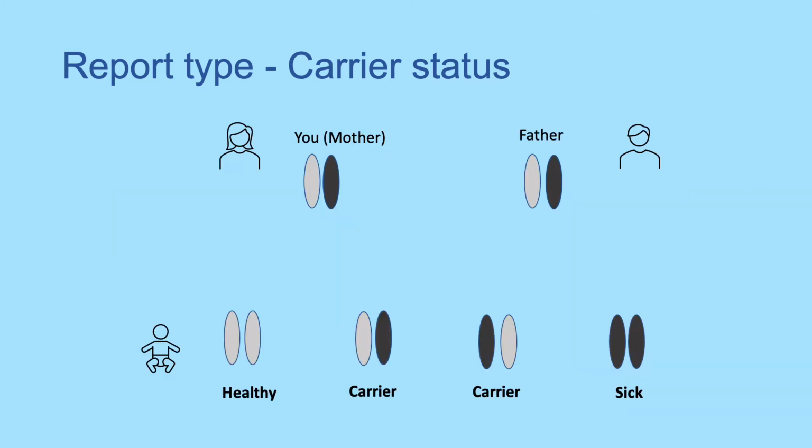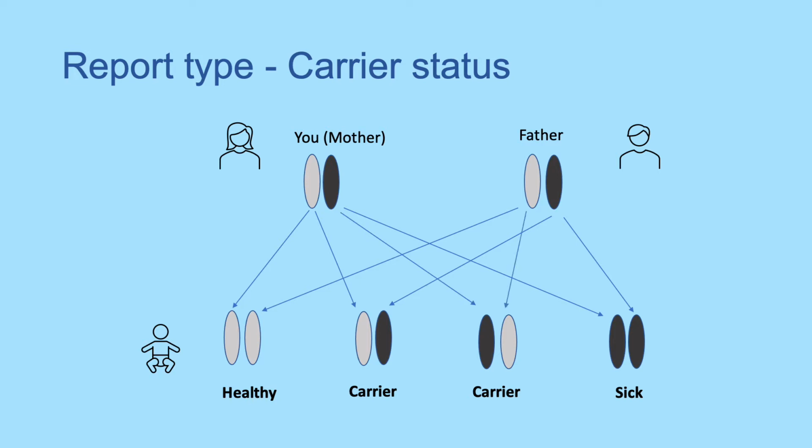If you are a carrier, you then have a 1 in 2 chance of passing down the disease allele to your children. If your partner is also a carrier, then there are 4 possible combinations of genotypes that your child can inherit: a healthy allele from both mom and dad, a disease allele from both mom and dad, or a healthy allele from one parent and a disease allele from the other parent. In the latter case, the child will be a carrier, but unaffected.